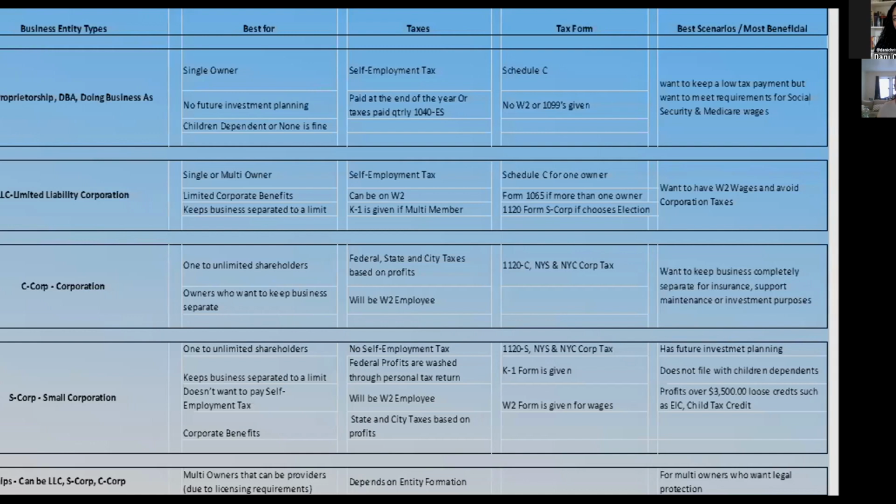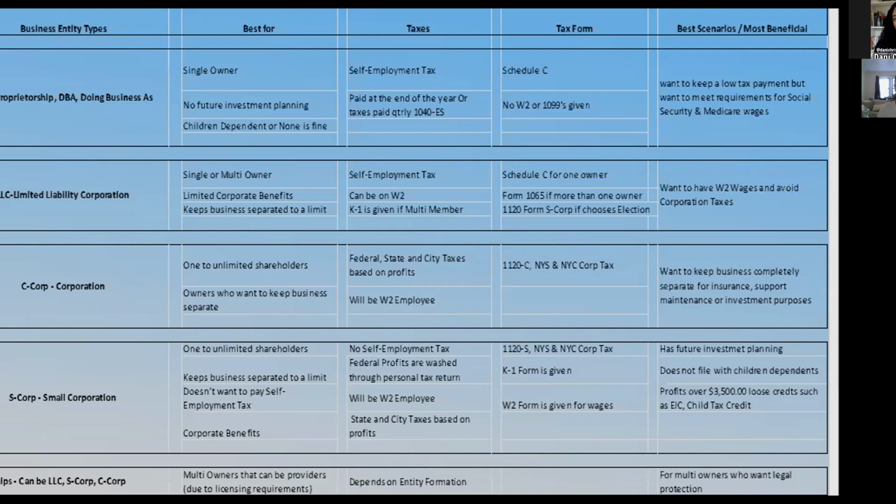Our next is limited liability corporation, which is very similar to a DBA if you have a single owner. And the good thing is that you have benefits of both worlds, as a single owner and as a corporation, because things are kept separate to a limit. With an LLC, you can be on W-2, which means that you pay your taxes throughout the year as an employee. And at the end of the year, you will have self-employment tax if you have a profit, if you are a single member. Now, if you are a multiple member, then you get what's called a K-1.